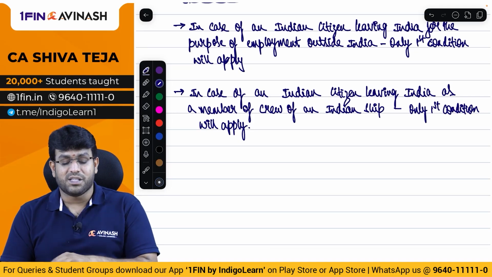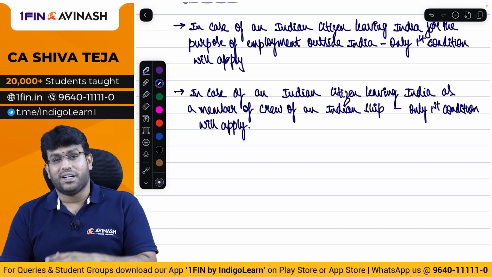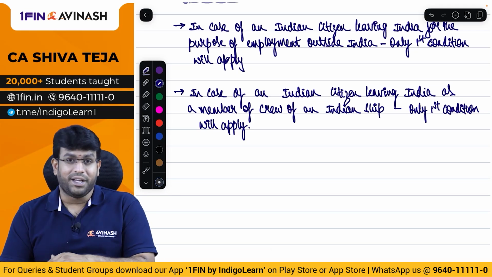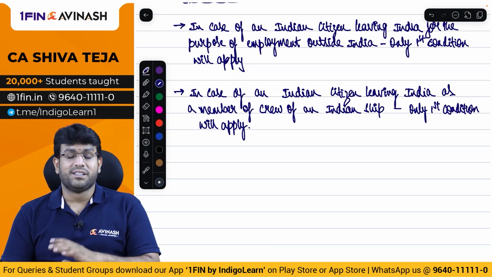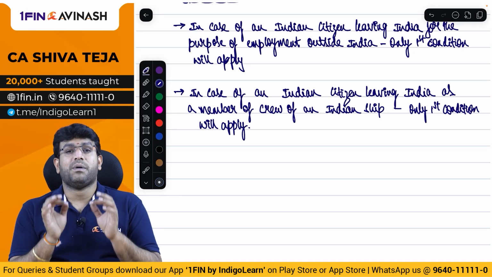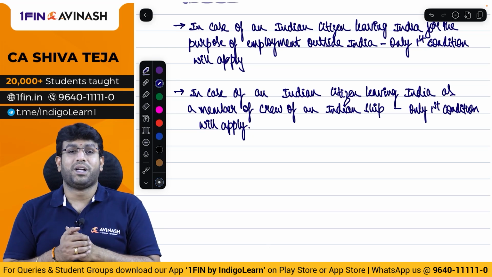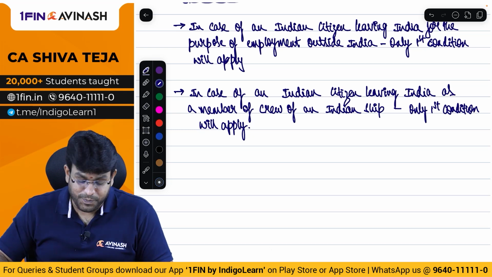What are two special cases we discussed just now? First one, Indian citizen leaving India for the purpose of employment outside India. Second one, Indian citizen leaving India as a member of crew of an Indian ship. Crew means what? Working on the ship. Third special point.